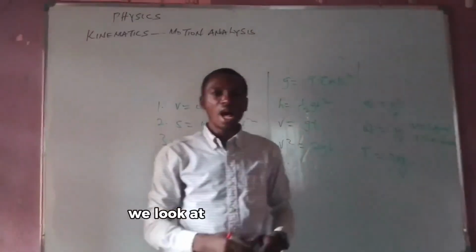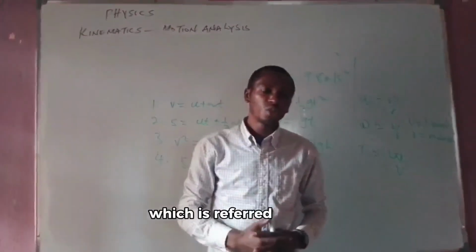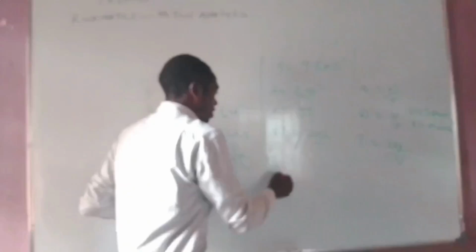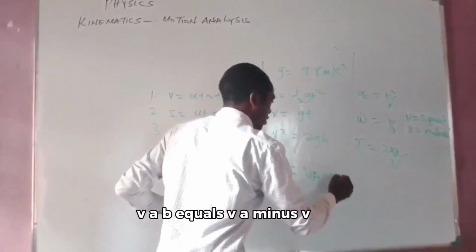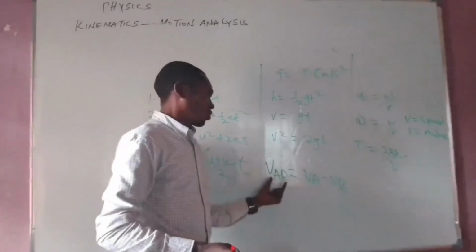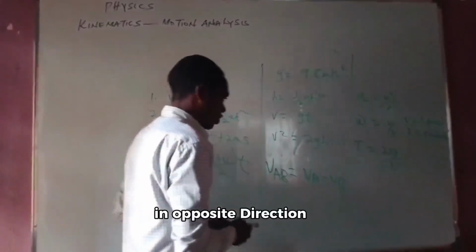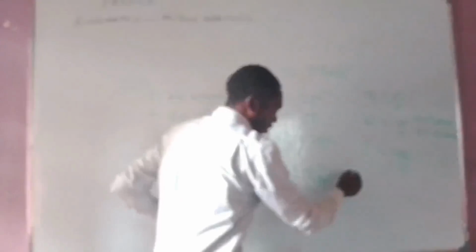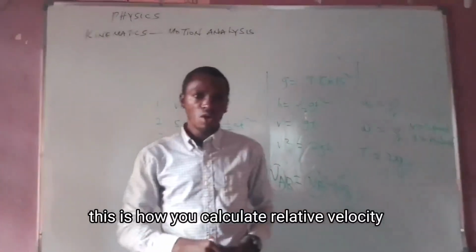Now, lastly, we look at relative motion. When you're talking about kinematics, there is relative motion, which is referred to as relative velocity. Relative velocity is calculated using VAB = VA - VB. That is the velocity of the object minus the velocity of the observer. You can consider two objects moving in opposite directions: the velocity of the first object, VA, minus the velocity of the second object. This is how you calculate relative velocity in kinematics.